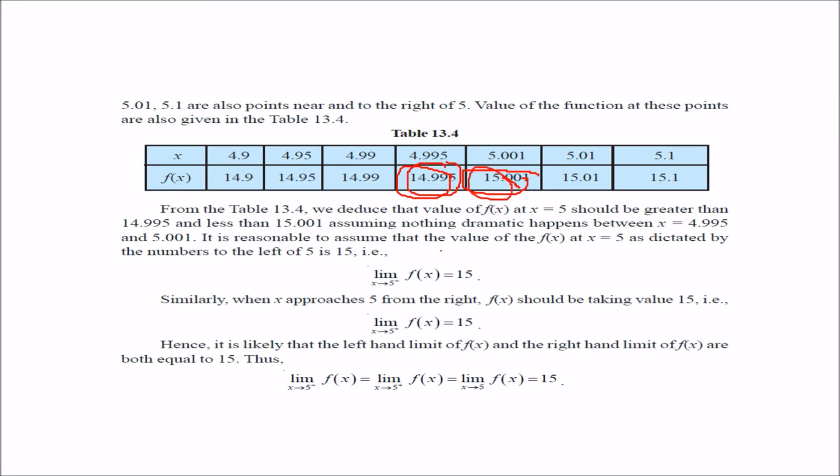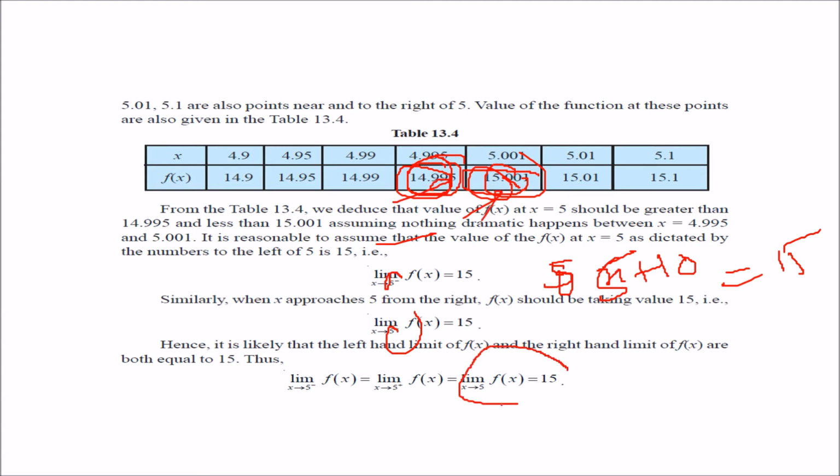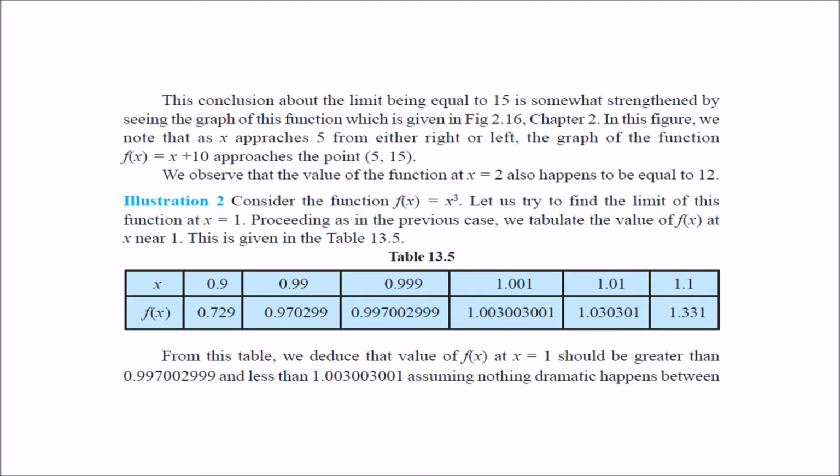Let us in x plus 10 place the value as 5. It will give you 15. So if x approaches 5, this is also equivalent to 15, and this is also equivalent to 15. Since the left hand limit and right hand limit, 5 minus and 5 plus, both exist and both are equal to 15, we say limit x tends to 5, f(x) is equal to 15.